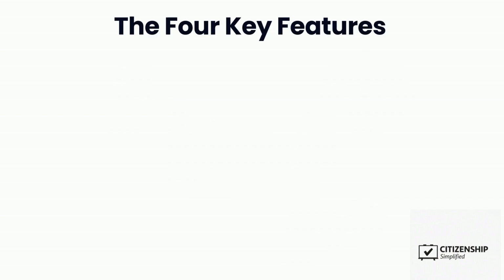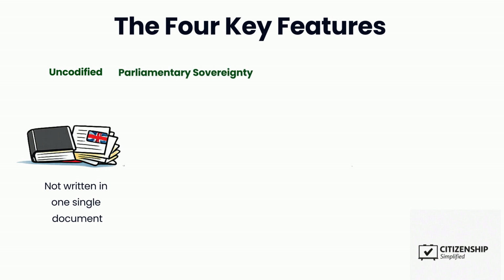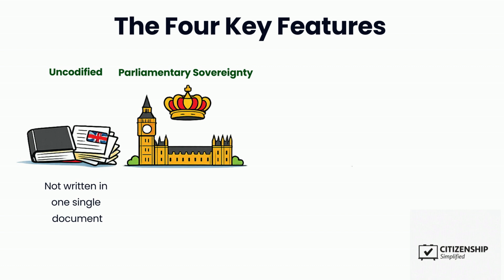There are 4 key features of the UK Constitution you need to know. 1. It's uncodified. Unlike the USA, the UK doesn't have one single written document. Our constitution is made up of lots of different sources. 2. Parliamentary sovereignty. Parliament is the highest legal authority. It can make or change any law, and no court can overrule it.